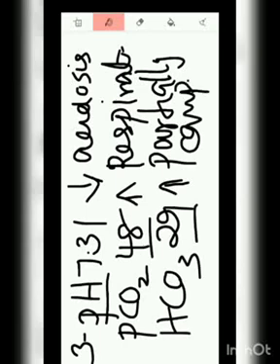Clear, no? In case of partial compensation, compensation will take place. If one value increases, the other value also increases. pH is abnormal. That is the meaning of partial compensation. Okay, I think it is clear, no? Yes. We can go to the fourth problem.